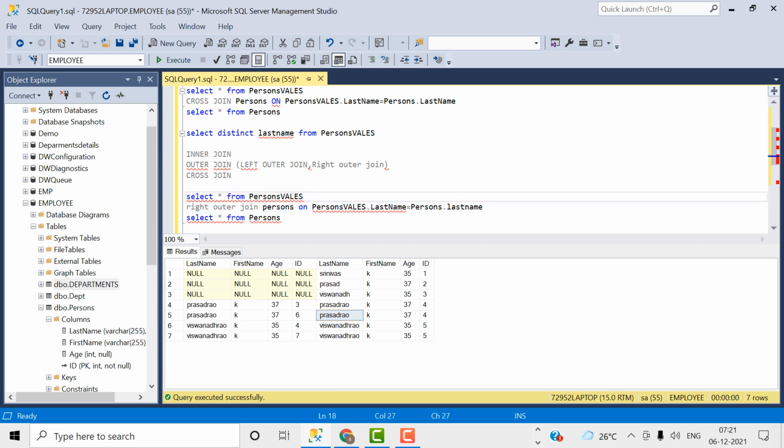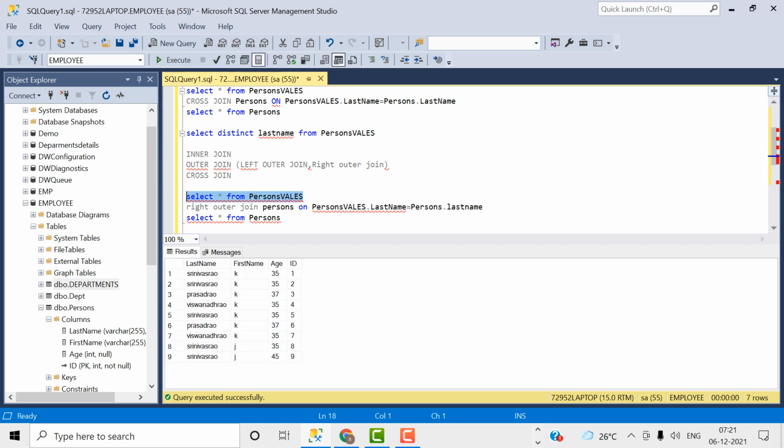The person values table has some duplicate records, and those duplicate records will be fetched here. These are four records, and persons has five records. These duplicate records come from the person values table: Vishwanath Rao, Prasad Rao. Four records plus the other records, and this table has five records.